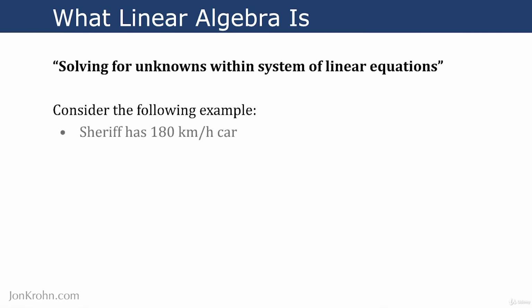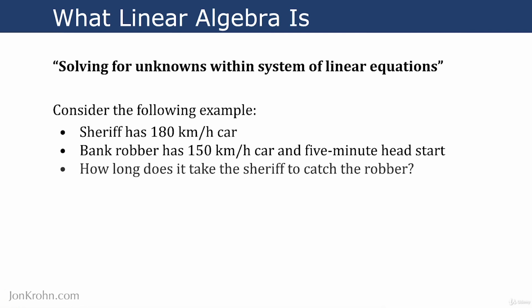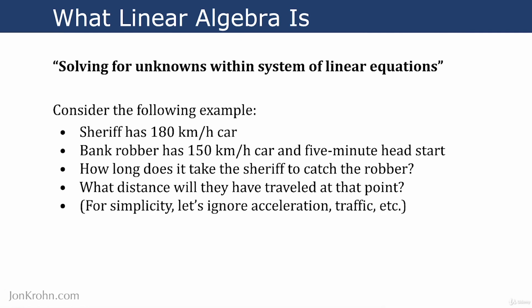So here's an example. Let's say a sheriff has a car that travels at 180 kilometers an hour. A bank robber has a slightly slower car, it goes 150 kilometers an hour, but that bank robber gets a 5-minute head start on the sheriff. So how long does it take the sheriff to catch the robber? And what distance will they have traveled at that point? For simplicity, let's ignore acceleration, traffic, etc., and we'll just assume that they're traveling in a straight line in one direction.